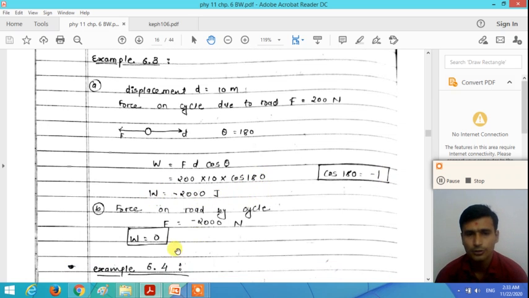Now the force on the road by the cycle. According to Newton's third law, the force applied on the cycle by the road is the same as the force applied on the road by the cycle, but in the opposite direction. So F is equal to minus 200 Newton. But due to this, the road cannot be displaced, so the displacement of the road is 0. So we can say that the work done is 0.